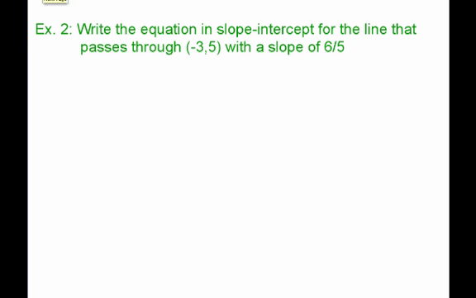Now, what if we look at example 2, where it says write the equation in slope-intercept form for the line that passes through (-3, 5) with a slope of 6/5. We know our slope m is 6/5, and we have a point, (-3, 5), but that point is not the y-intercept. Now we could use this to figure out the y-intercept, but that would kind of be a pain. However, we have the point and the slope, so why don't we use point-slope form?